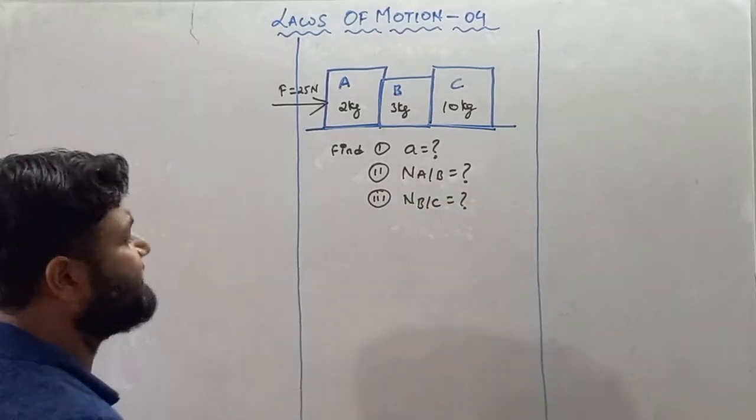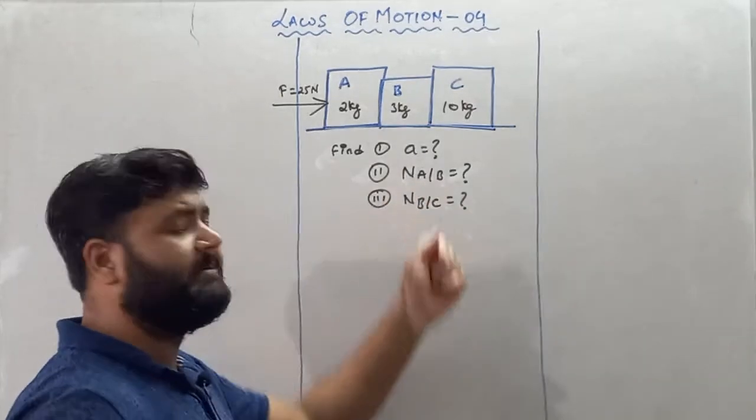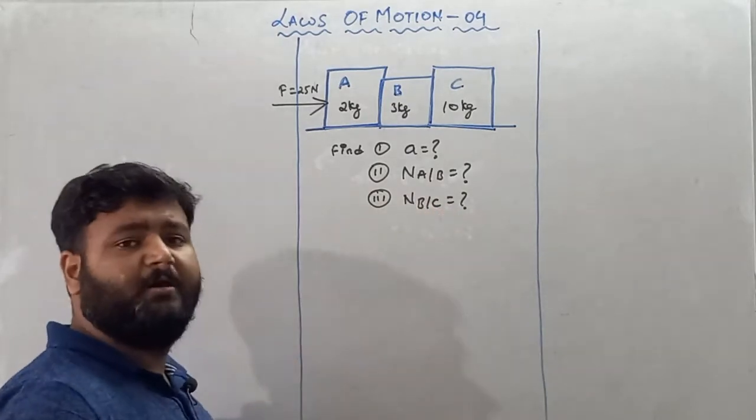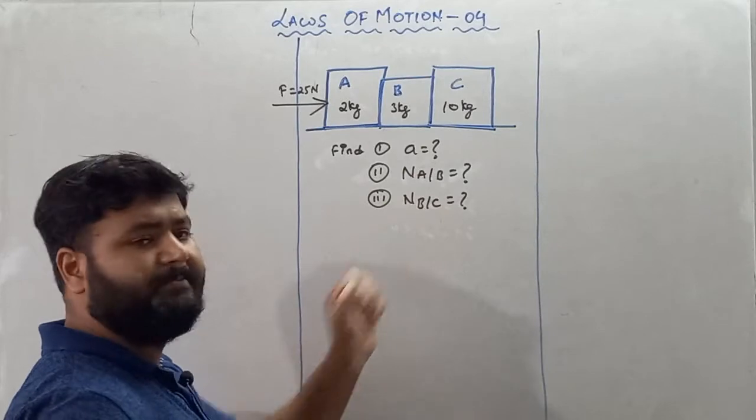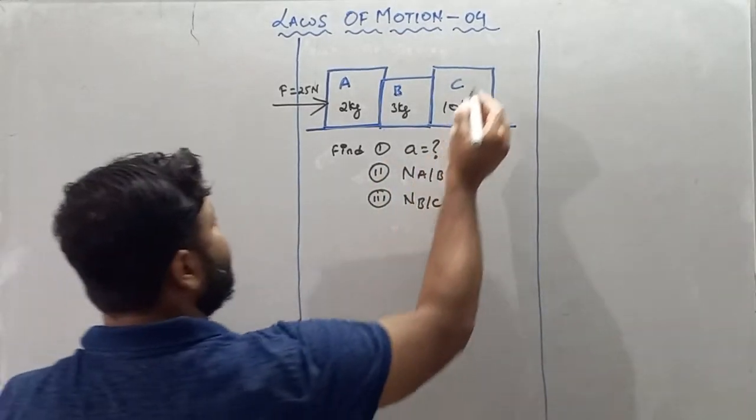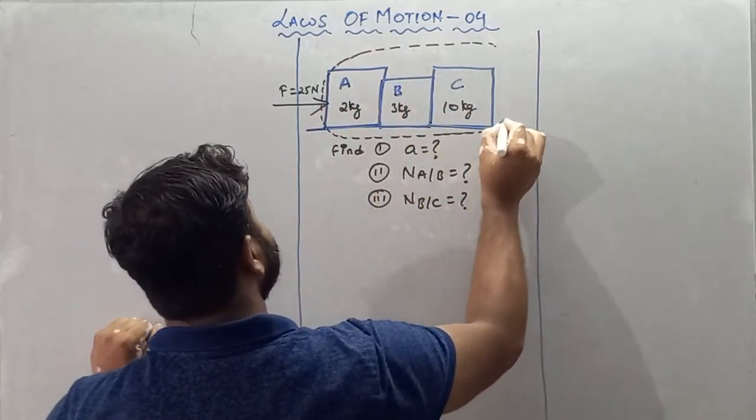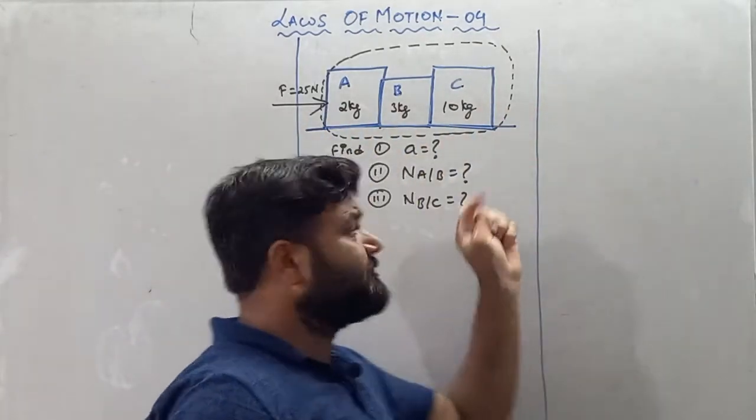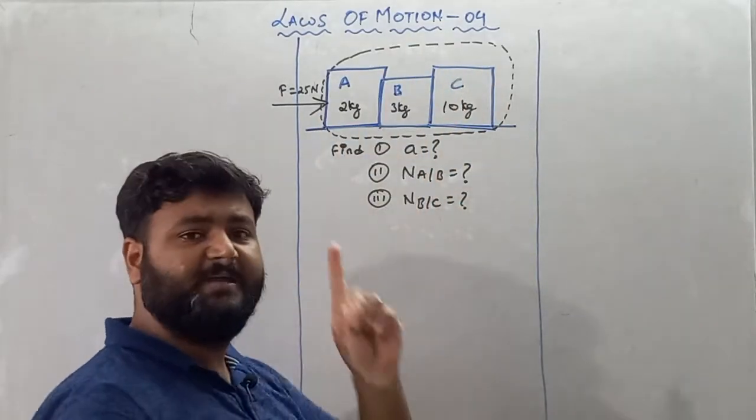In the question they are asking to find the acceleration of the system, then the normal reaction force between A and B, and then the normal on B due to C. So we have to find normal on A due to B, normal on B due to C, and acceleration. As we all know, we have to consider all three bodies to be a single body because all the bodies move together.